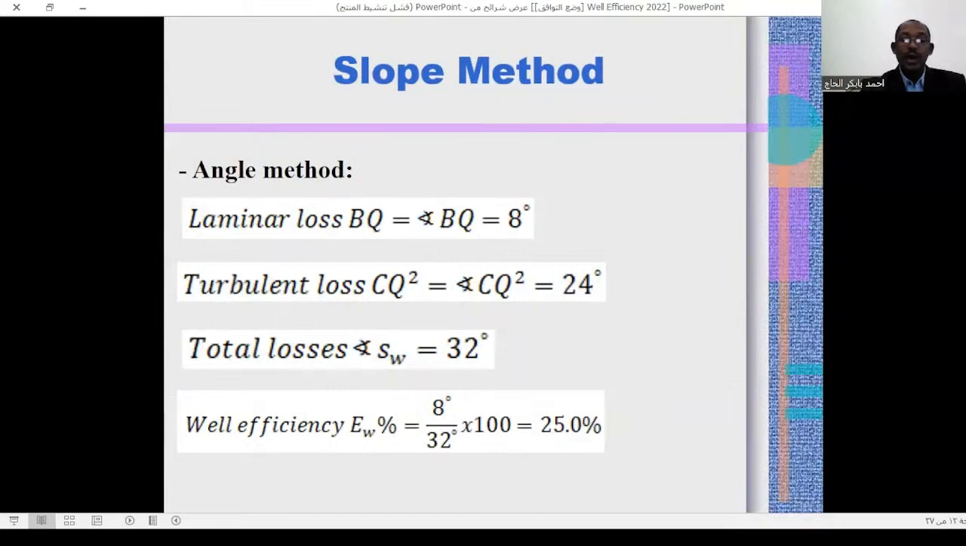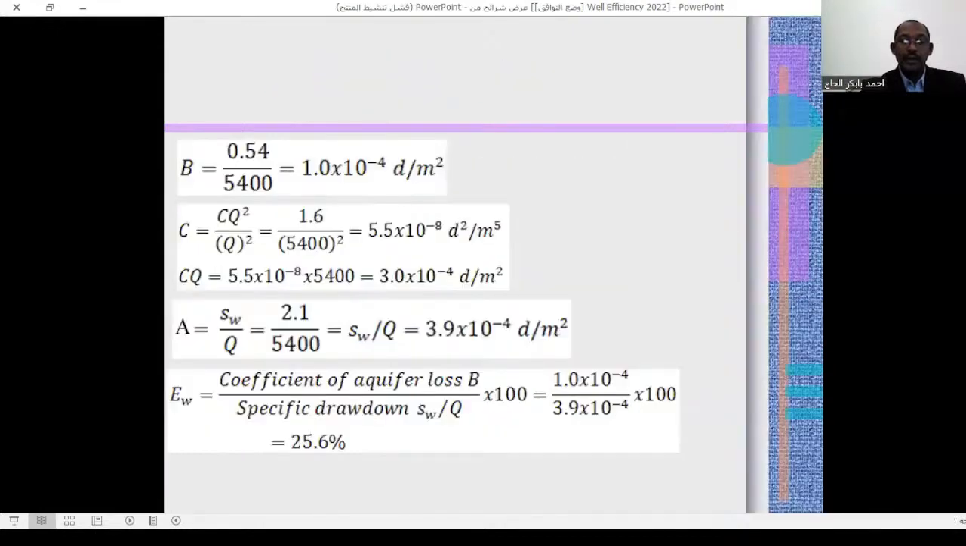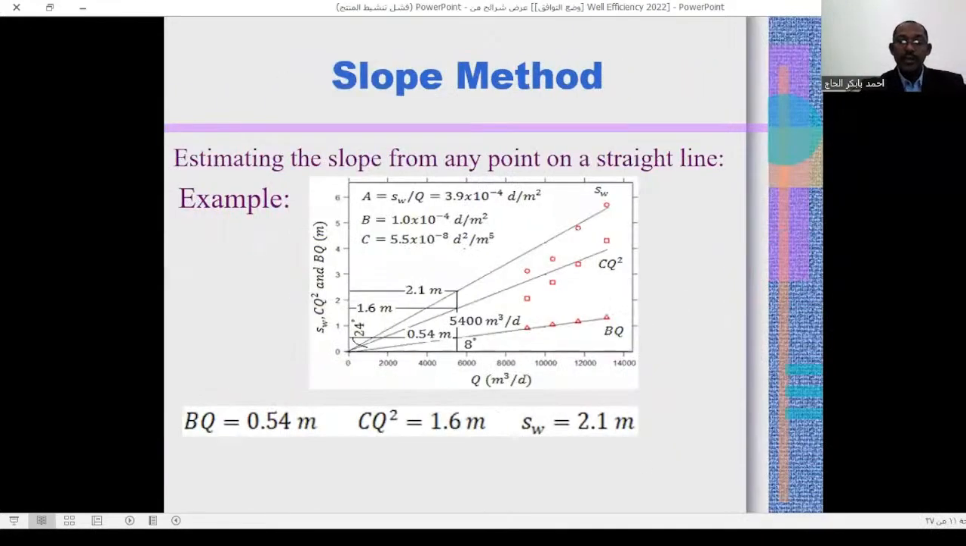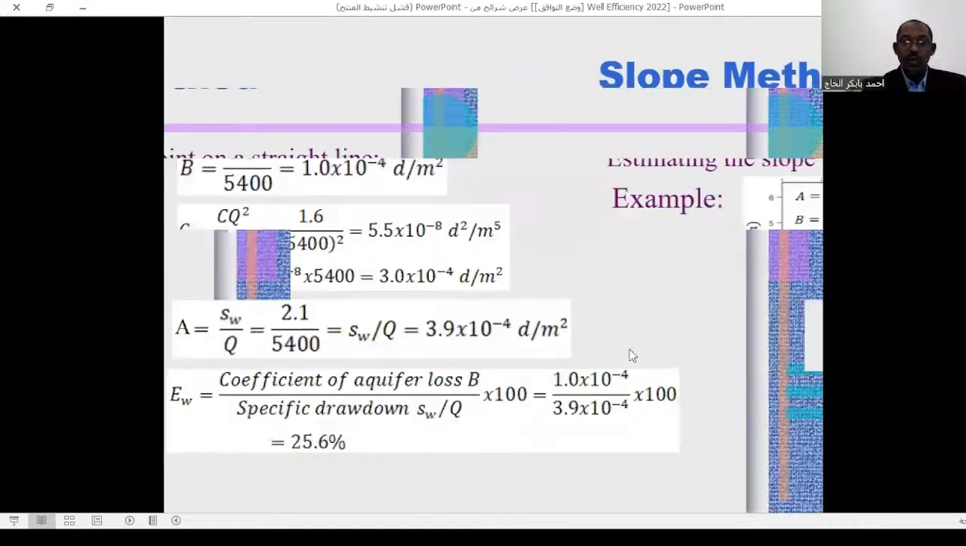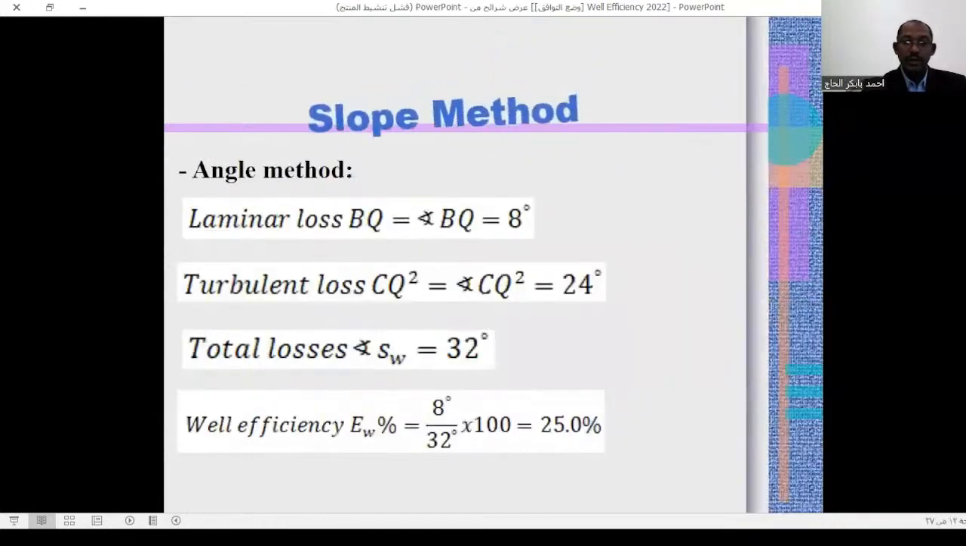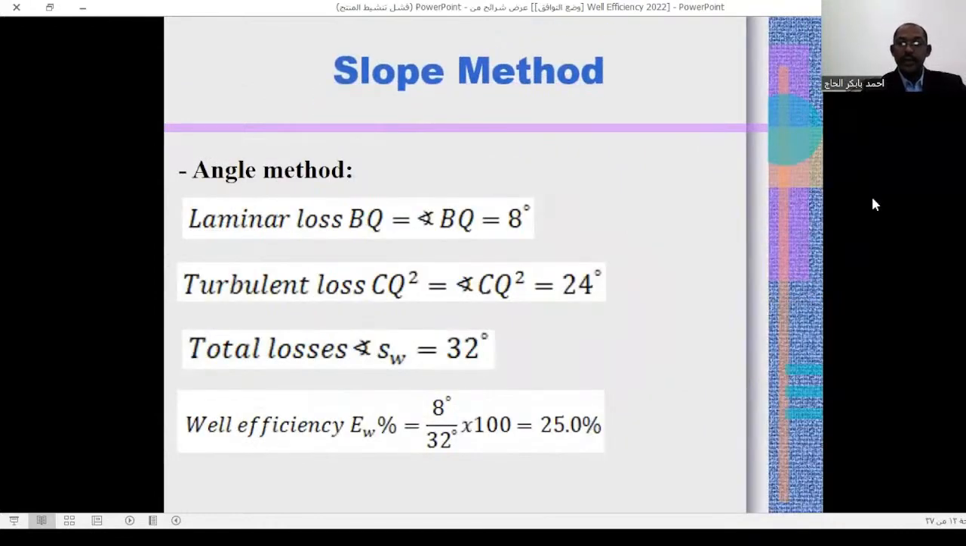Slope methods depending on the angle of BQ and CQ square and total loss. BQ equals 8 degrees and the well loss equals 24 degrees. Total loss will equal 32 degrees. After that, calculate the well efficiency, which equals 25%.